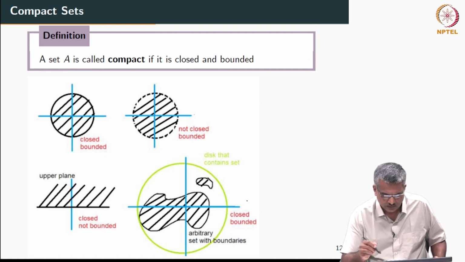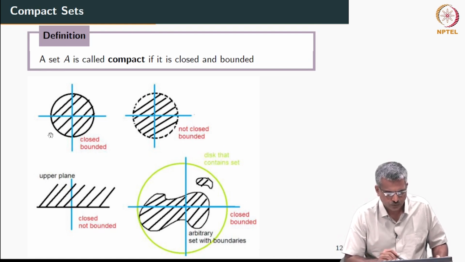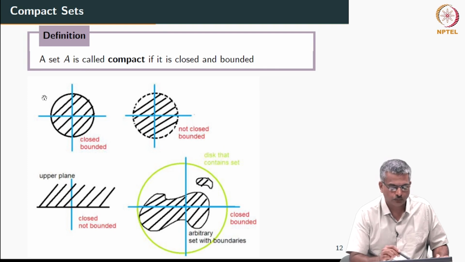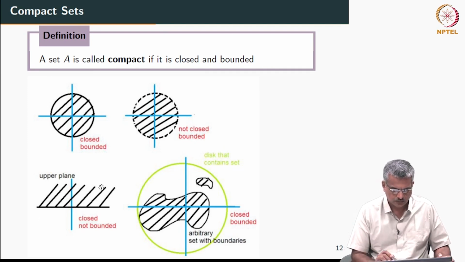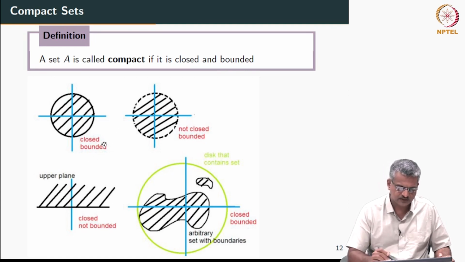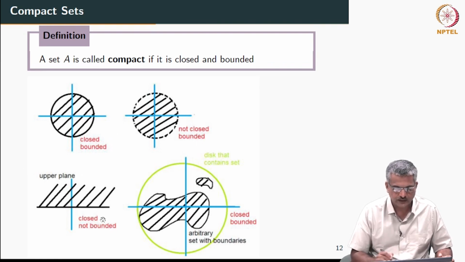You can see here I have some examples. In R2 you have the closed balls. It is closed, that means the set includes all its boundary points, and it is bounded because you can always find an open ball with some center and some radius such that this set is contained in it. And here I have an example which is closed, but the set is unbounded in the upper half. So, I can never find an open ball which contains this set.